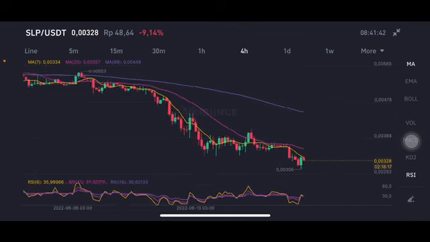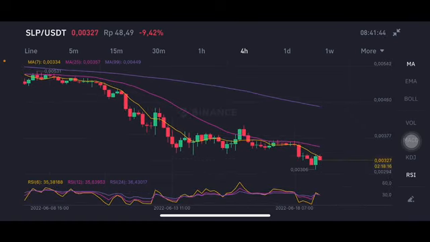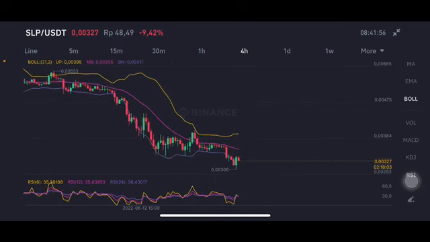Downtrend line and still below all of the moving averages here, so still having correction. So the next target for the other correction is at 0.00306 US dollar. As for the stochastic, also neutral position, not overbought, not oversold. We're gonna go to the Bollinger Band here, trying to push it again to the lower band. Run to the lower band here, 0.0031 US dollar.